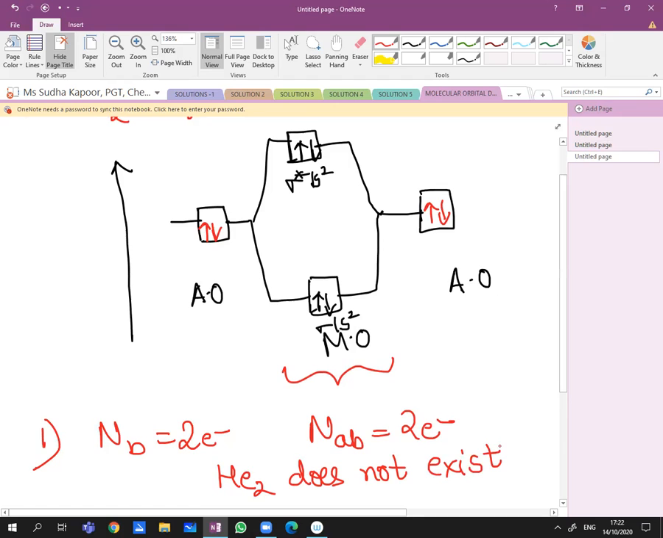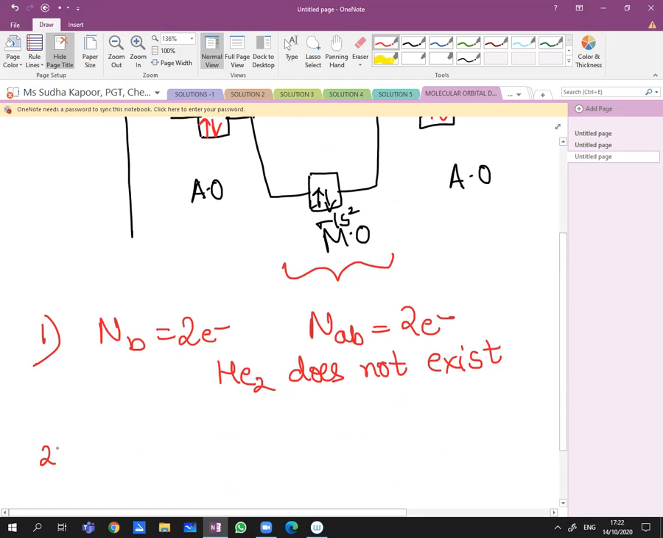Also, we are talking about the bond order. The bond order is equal to half of NB minus NAB. So 2 minus 2 comes out to be 0. The bond order is 0. So no bond is formed between the two helium atoms.